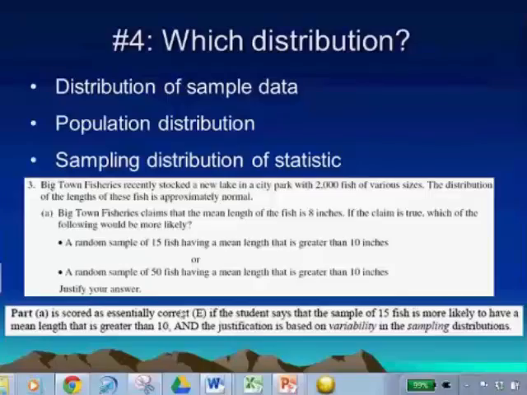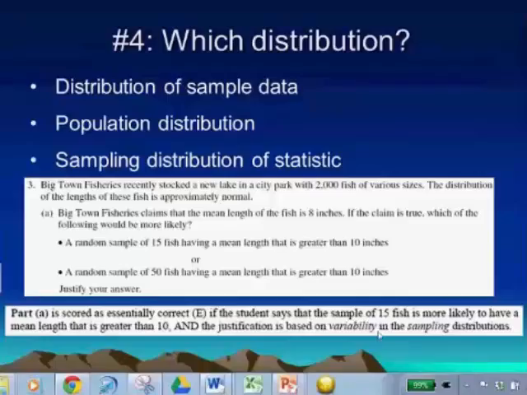And you can see from the scoring guide that part A is scored essentially correct if the student says that the sample of 15 fish is more likely to have a mean length that's greater than 10, because there's going to be much more variability in sample means for samples of size 15 than for samples of size 50. Or put another way, you're more likely to get closer to the truth about the mean length of the fish if you take a larger random sample than if you take a smaller one.